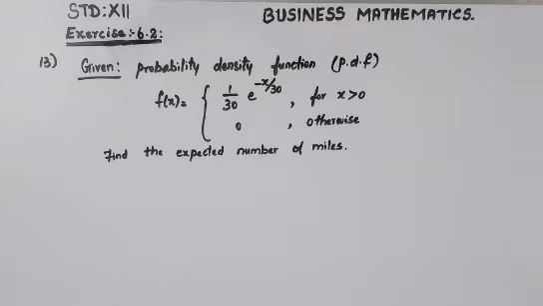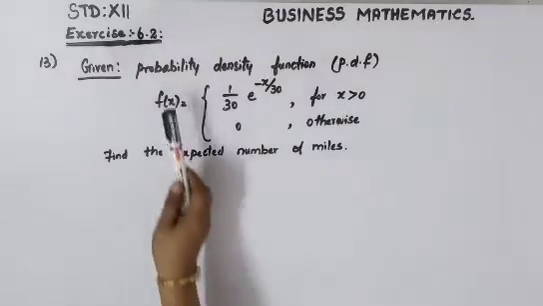Standard 12th Business Mathematics Exercise 6.2. Your 13th question. The number of miles an automobile tire lasts before it reaches a critical point in thread wear can be represented by a PDF. So I've just written what is needed from your question.